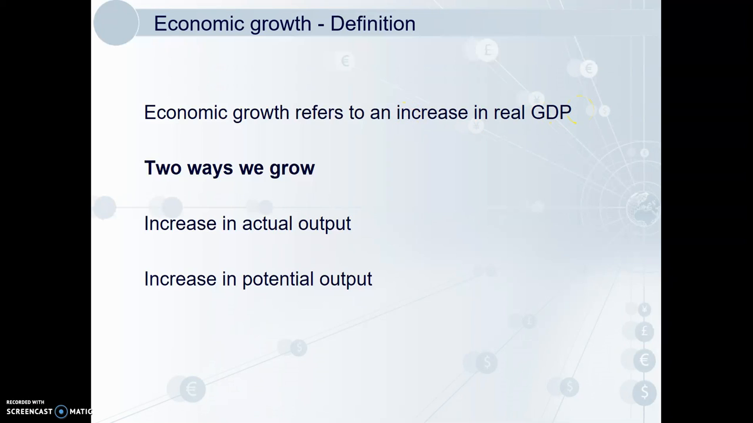There are two ways we can get economic growth. It can be an increase in actual output, so an increase in the goods and services produced within a country's borders, or it can be an increase in potential output, an increase in the amount of goods and services that we can potentially produce in an economy. I want you to have a go at drawing each of these concepts on a PPC diagram. Pause now and do this.